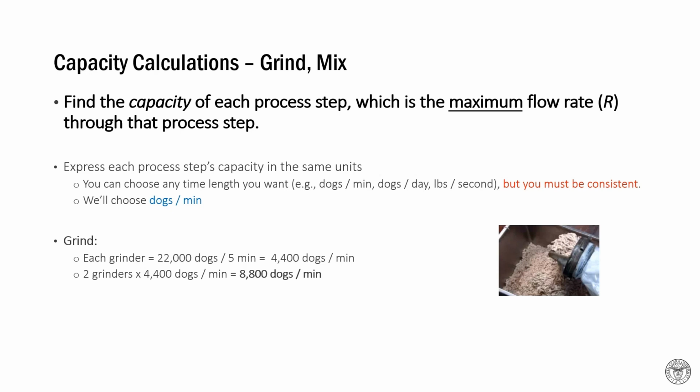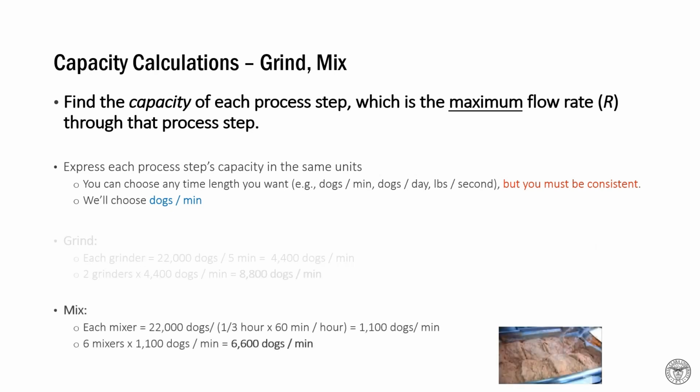Since there are 2 grinders, the combined capacity is 2 times 4,400 dogs per minute, totaling 8,800 dogs per minute. In the mix process, the capacity of each mixer is calculated by dividing 22,000 dogs by 1/3 hour times 60 minutes per hour, resulting in a capacity of 1,100 dogs per minute. As there are 6 mixers, the total capacity becomes 6 times 1,100 dogs per minute, amounting to 6,600 dogs per minute.